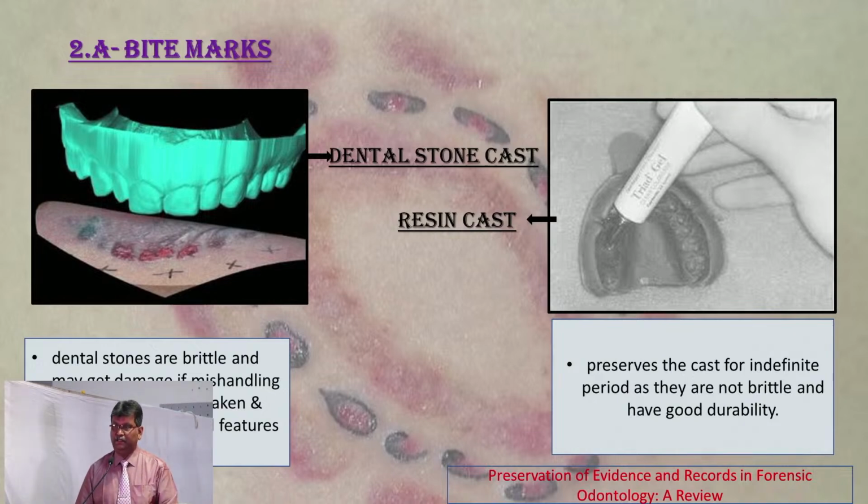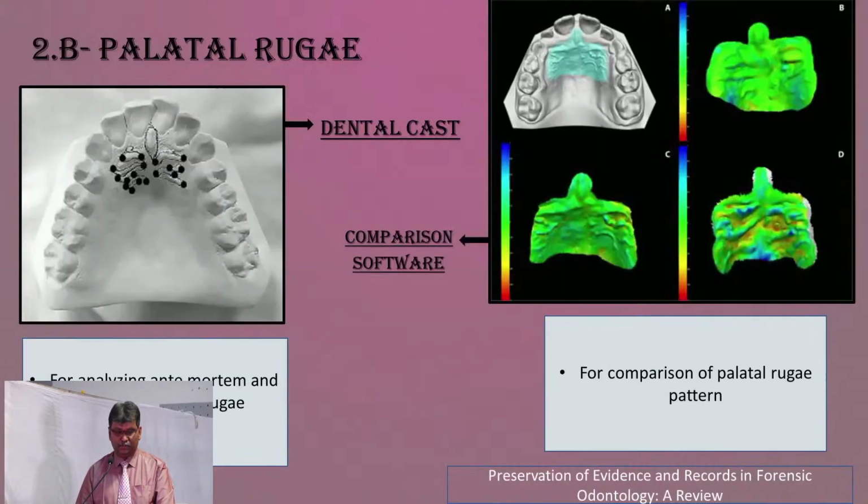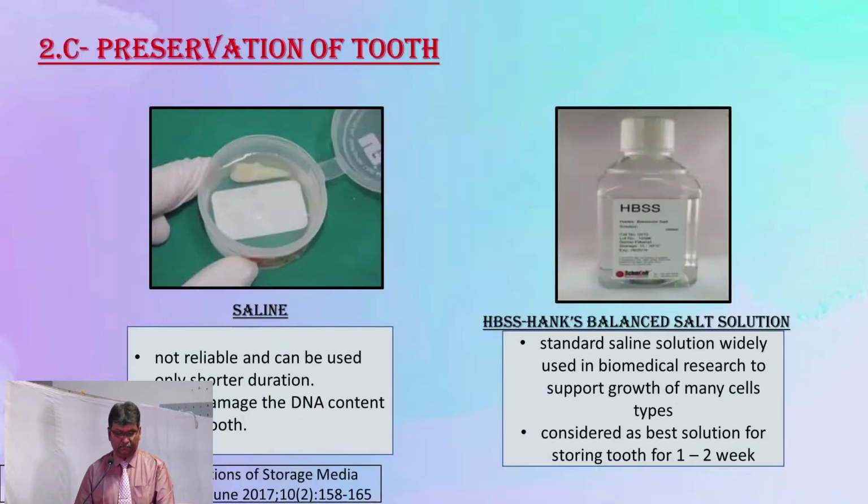Bite mark analysis. Once we get a bite mark, it depends upon the duration, whether it is 2 hours, 6 hours, 8 hours, 10 hours, or more than 24 hours, or less than 24 hours. Depending upon the hours, when you have the bite marks of a victim or a suspect, you can take the cast, you can pour the cast, and once you have it, it can be preserved and analyzed digitally also.